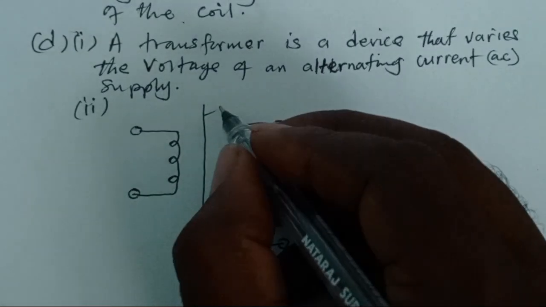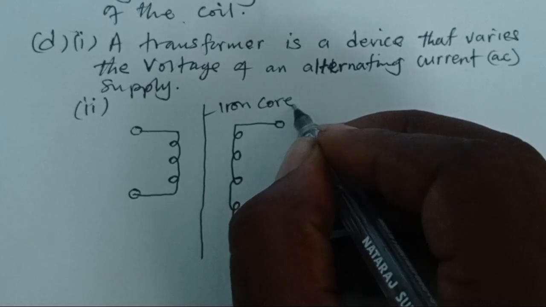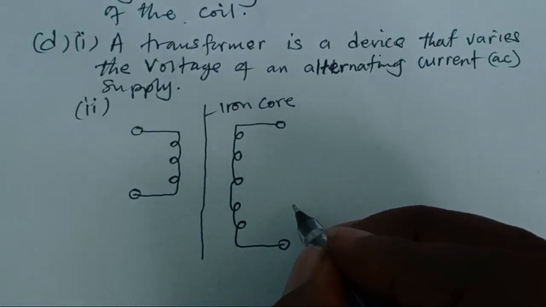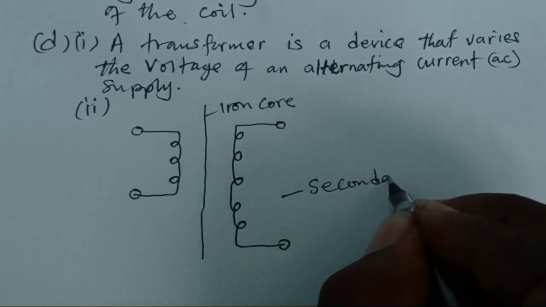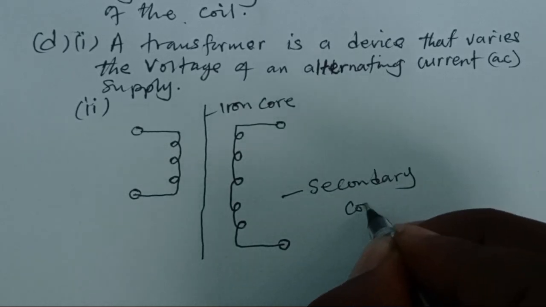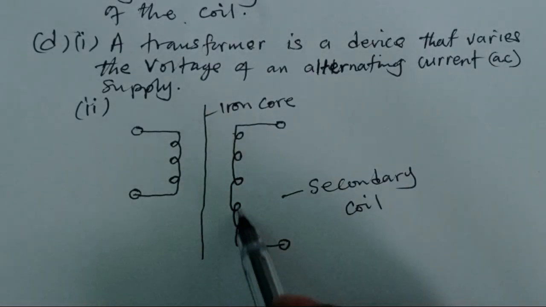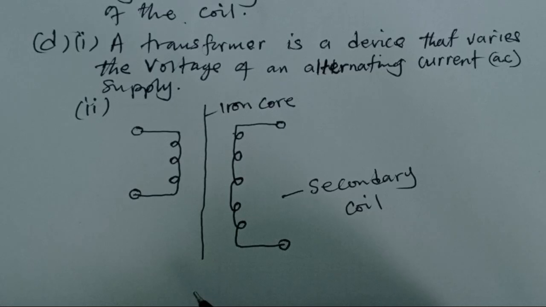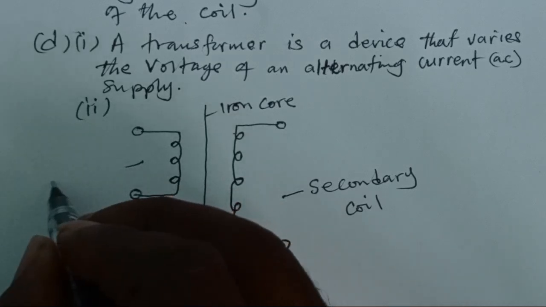So that is the iron core. This is the secondary coil. As you can see, it has more number of turns than the primary. So this is the primary coil.